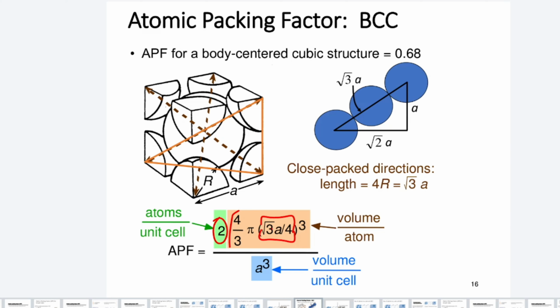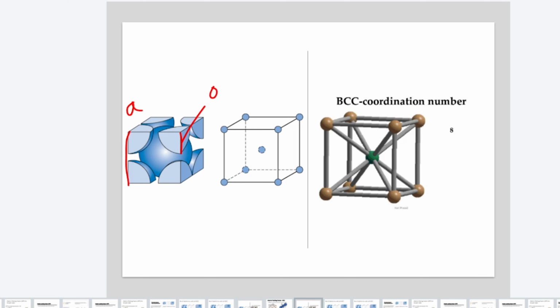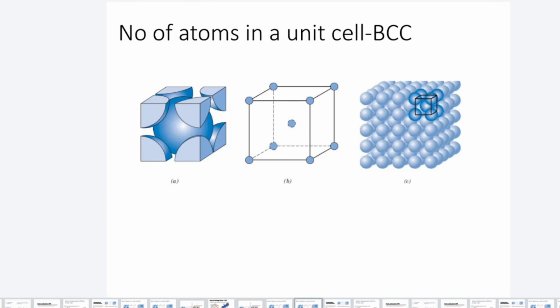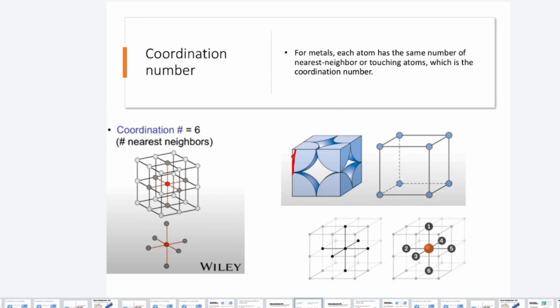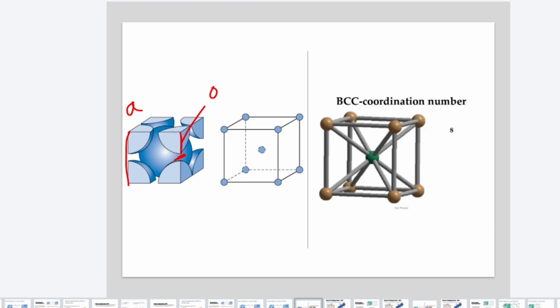Now look here. If this side is a, can we say that this one is half a? No, we cannot say. Why? Because here we have free space, and we don't know this free space because now the atoms are not touching each other. In the previous case, look here at the simple cubic, they are touching, so a is equal to 2r. But in the body center cube, they are not touching each other. So we have to find the relation between a and r.